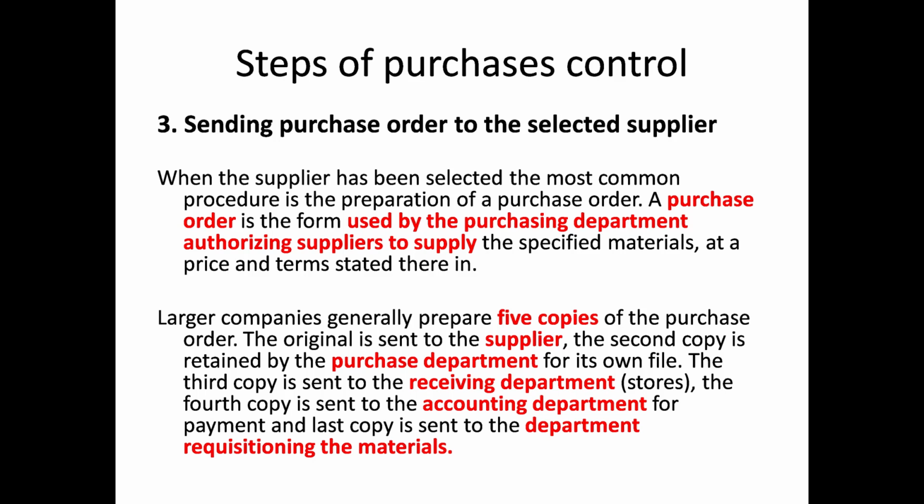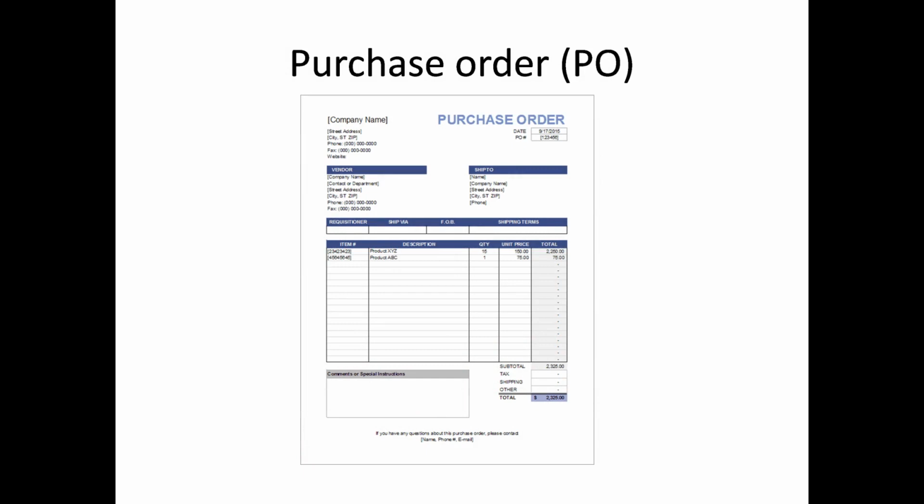Now, normally the purchase order will be prepared in 5 copies. The original copy will be sent to the supplier. The second copy will be retained by the purchasing department. The third copy will be sent to the receiving department or the stores. The fourth copy will be sent to the accounting department. And the final copy will be sent to the department that requires this item. Look at this purchase order.